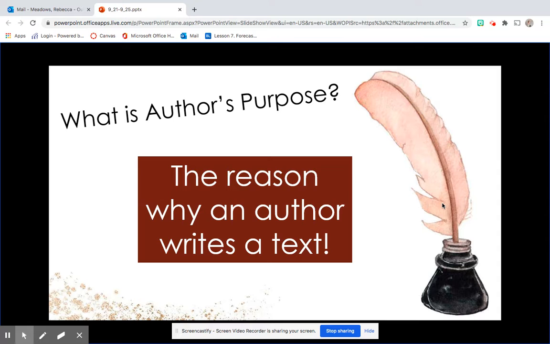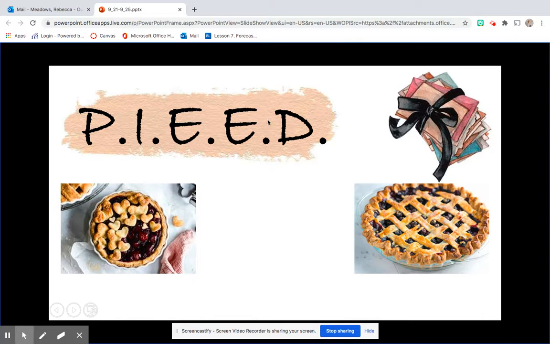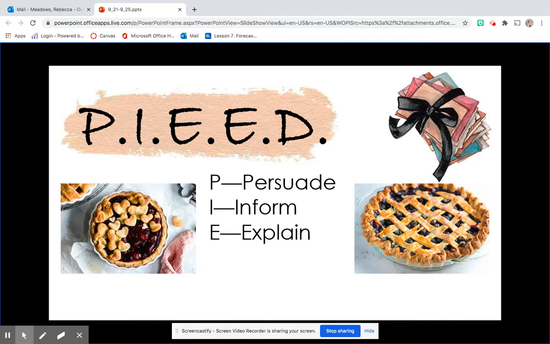So we have many different reasons why they want to write. So that's what we're going to go over today. So we're going to learn it as PIDE. So we have a P, which stands for persuade, an I that stands for inform, the E that stands for explain, the next E that stands for entertain, and D stands for describe. So these are the 5 different ways or reasons why the author writes what they write.